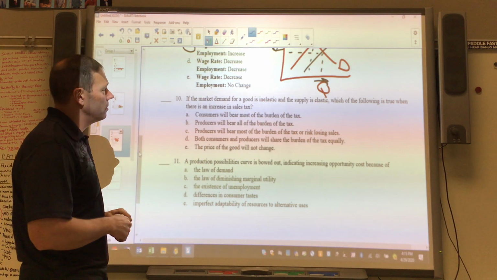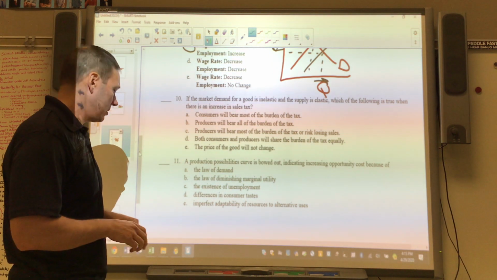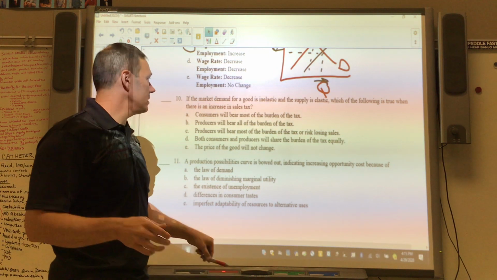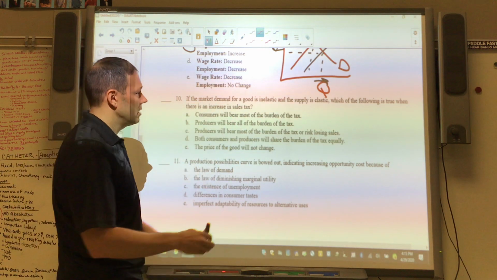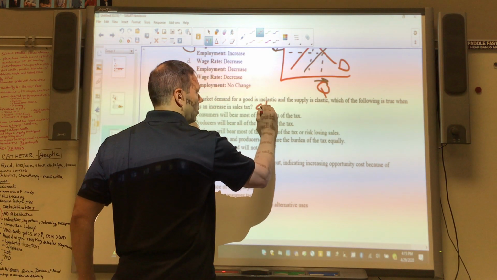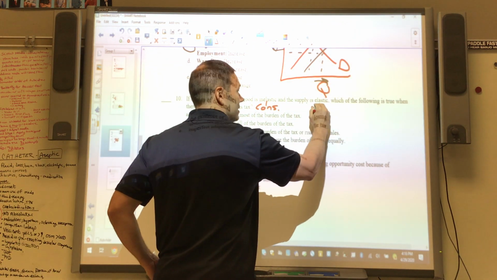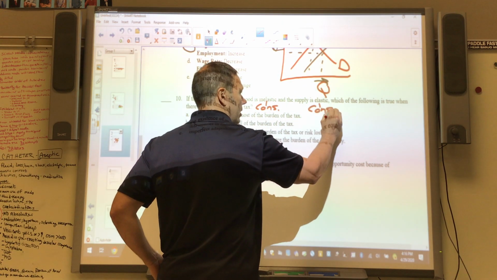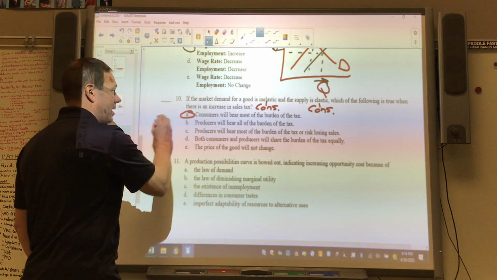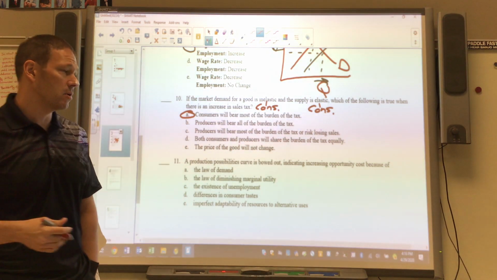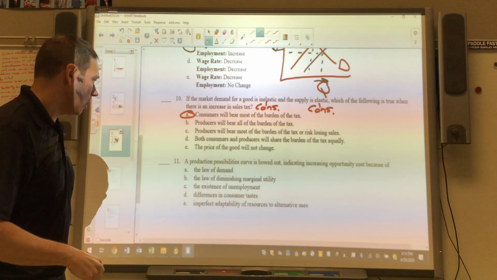Number 10, if the market demand for a good is inelastic, and so this goes back to tax incidence. When demand is inelastic, it's the consumer who pays most of the burden of that. When supply is elastic, it's also the consumer, so we can assume that A, consumers are going to bear most of the burden of the tax because it's the consumer both times.